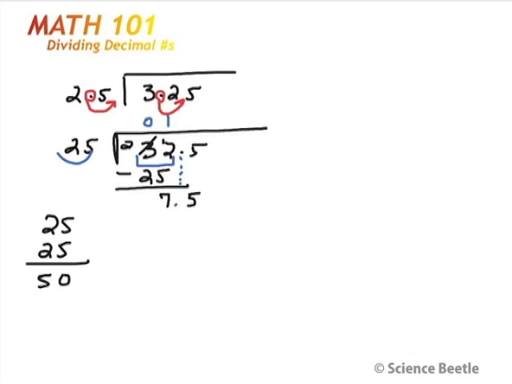Now, at this point, the reason for bringing the decimal point down is just to remind us that there is a decimal point there, but we're not going to actually pay too much attention to it at this point. What we're going to do is leave it at 7.5. And so that makes our math a little bit easier.